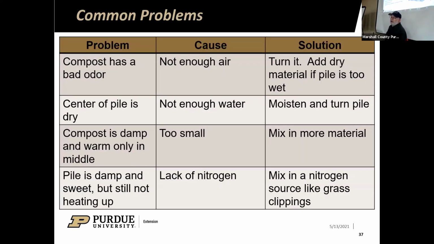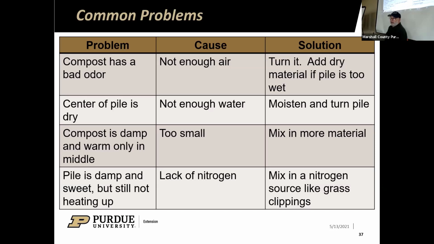So what problems can we have in composting? Compost has a bad odor, not enough air. You're doing an anaerobic process, so it needs to be turned. And that's why having something over the compost structure can help you manage the water. Center of the pile is dry, not enough water, so we may need to moisten the pile to get some moisture in there so organisms can be active in that compost, decomposing it. Damp and warm only in the middle, we may have too small of a pile.